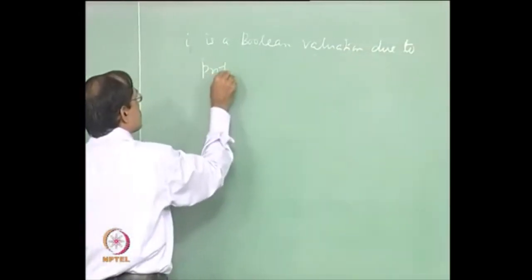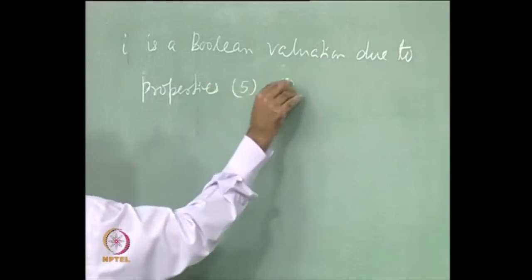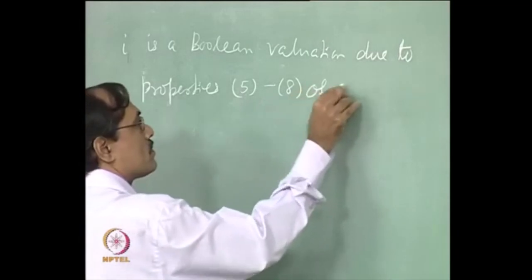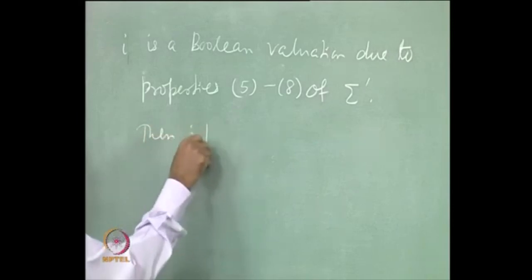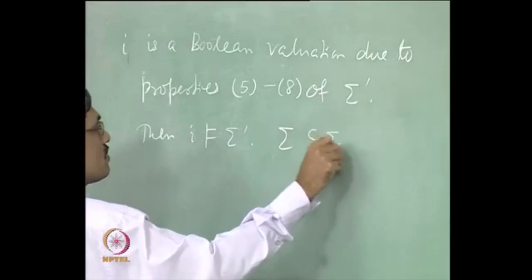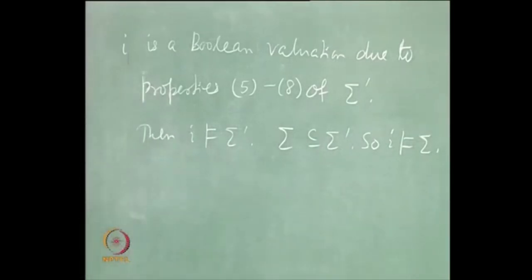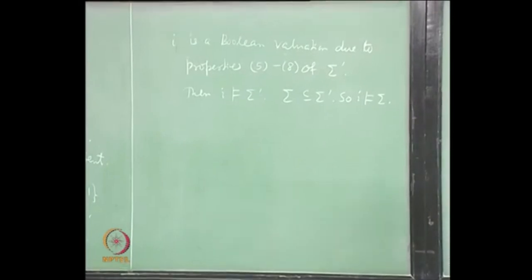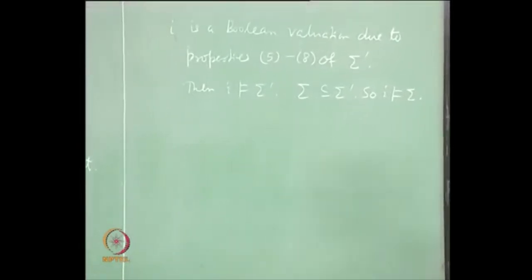This is due to the last four properties, properties 5 to 8 of sigma prime. That is the end of the proof. So I is a model of sigma prime, and sigma is a subset of sigma prime, so I is a model of sigma. An easy consequence, once you did sigma prime, there is nothing more to prove. Thereby we have also proved the adequacy of PC to PL, in fact strong adequacy. So let us mention that.